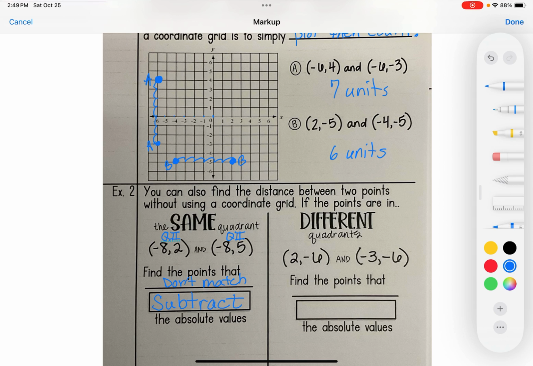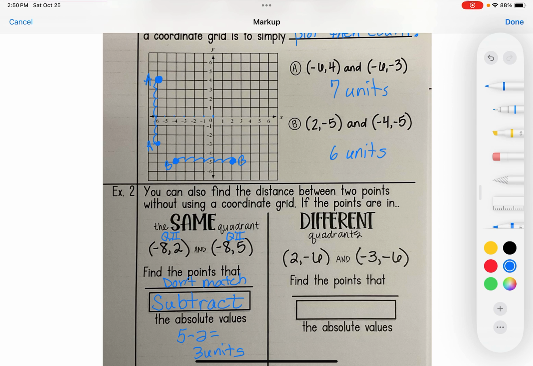Okay, so the -8 and the -8 are the same. The 5 and the 2 do not match. So I'm going to subtract those 2 numbers. The absolute value of 5 is 5. The absolute value of 2 is 2. 5 minus 2 equals 3 units. So if I were to plot those points and count them, they would be 3 units apart.